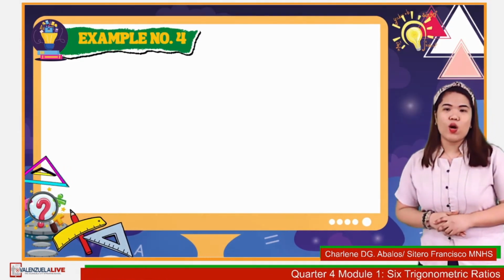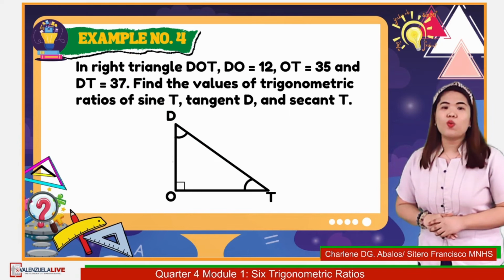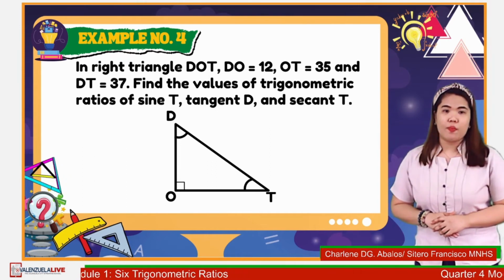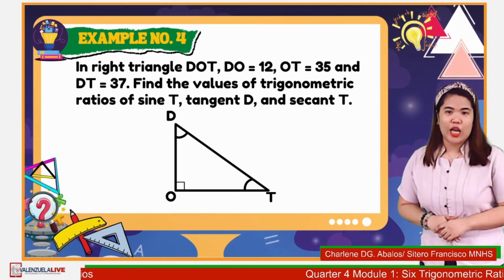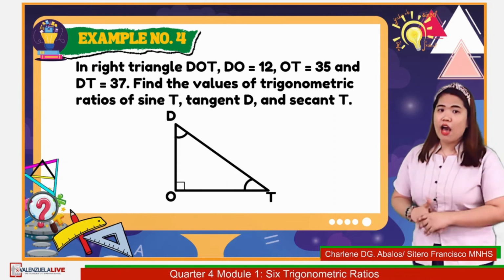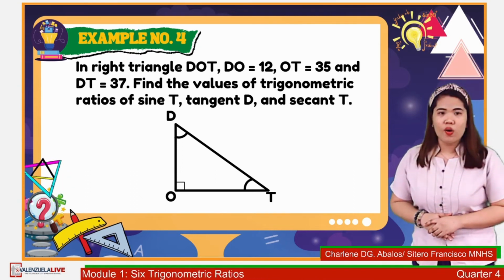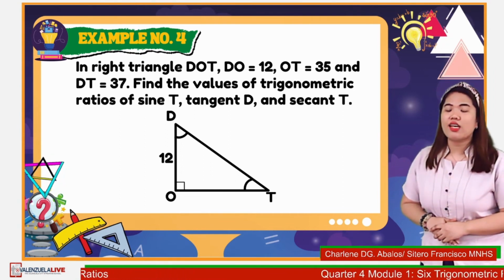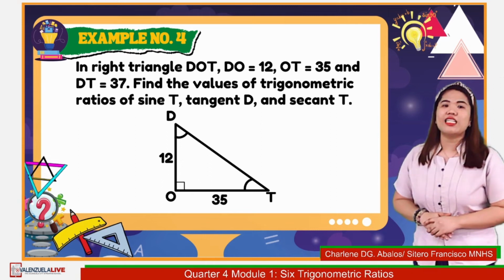In right triangle DOT, DO is equal to 12, OT is equal to 35, and DT is equal to 37. Find the values of the trigonometric ratios sine T, tangent D, and secant T. For better understanding, let's illustrate the given triangle. We have triangle DOT. The measurement of DO is 12. The measurement of OT is 35. And the measurement of DT is 37.